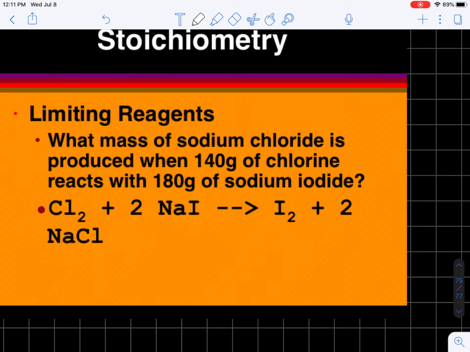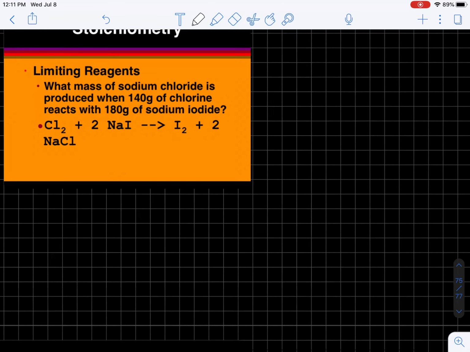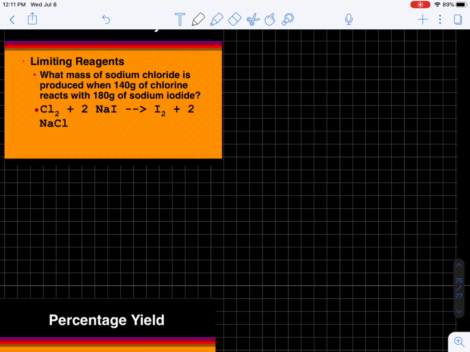Suppose we have 140 grams of chlorine and we're going to react it with 180 grams of sodium iodide, and we want to know how much sodium chloride is produced in this reaction.